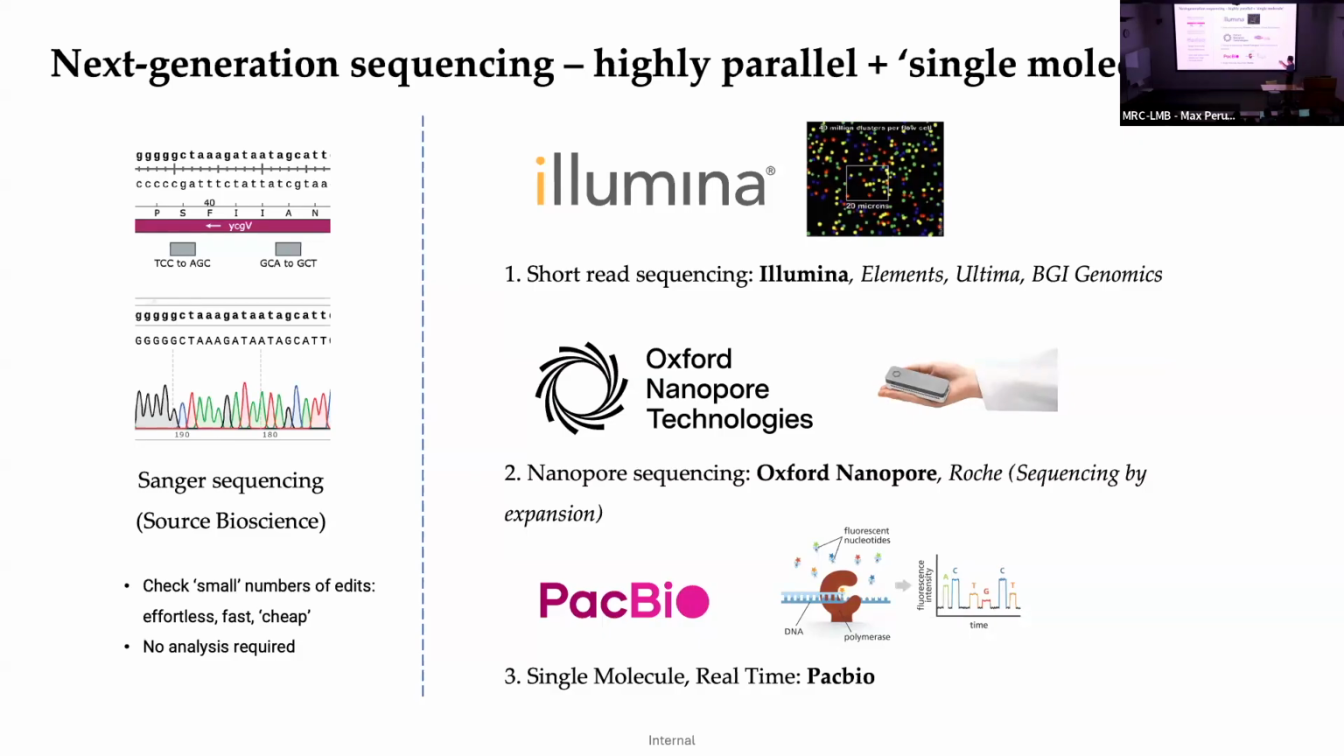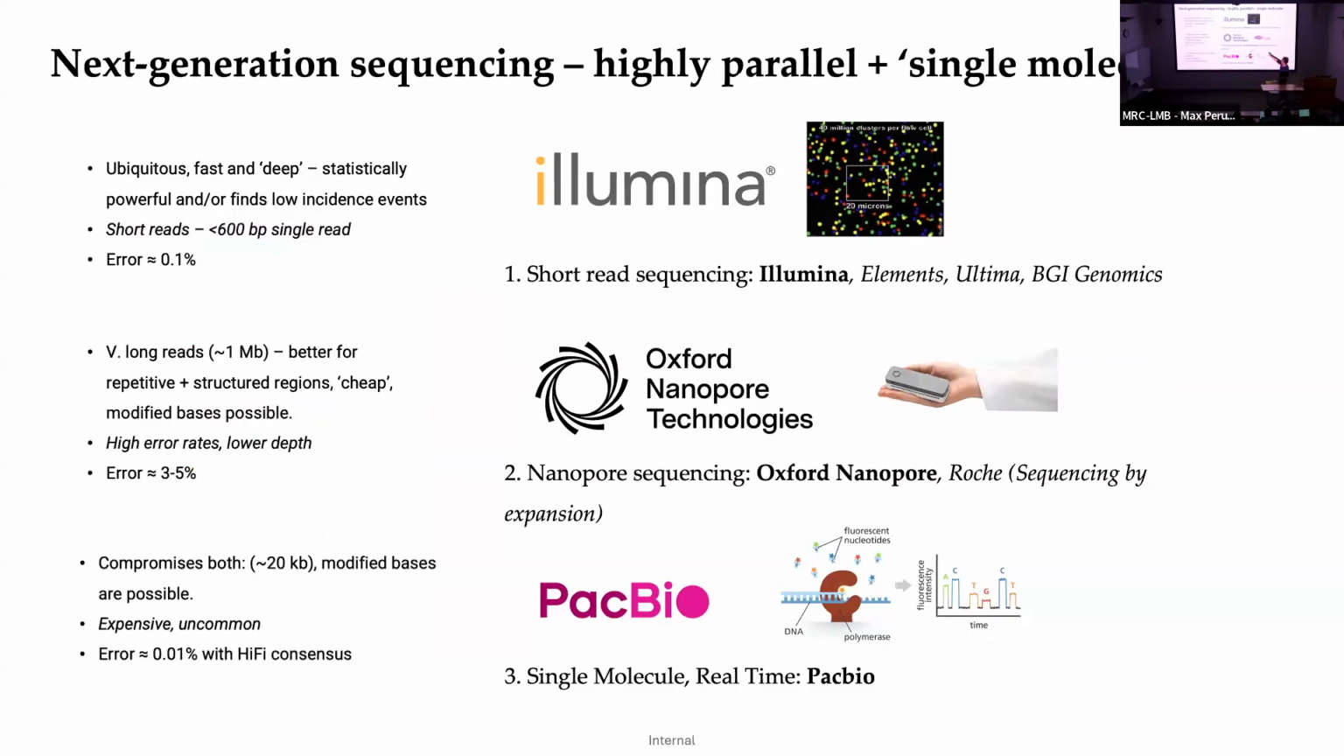PacBio is something that goes in between. It's single molecule real-time sequencing. It allows you to do long reads, but using more of a polymerase-based logic as well. It has some advantages over both Illumina and Oxford, which I'll try and point out in a second.